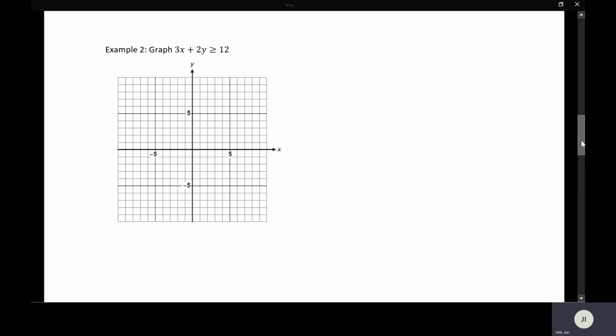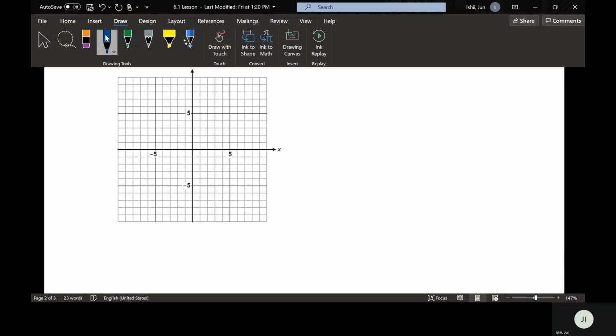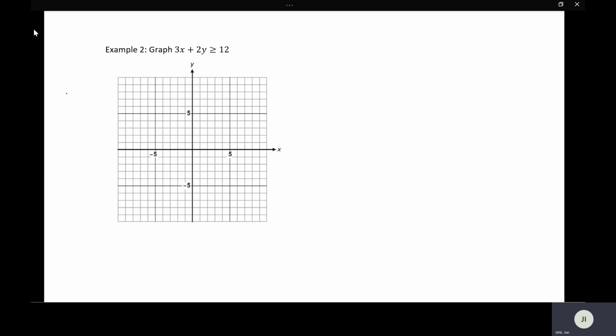Now, what you'll notice with this example is that the line itself is in a different form. So this is still a graph of a line, right? So if I was to graph, the corresponding line would be 3x plus 2y equals 12. All right, so this is the line I want to graph. There are two ways to actually graph this thing. I'm going to show you one way, which is to change this to slope-intercept form.